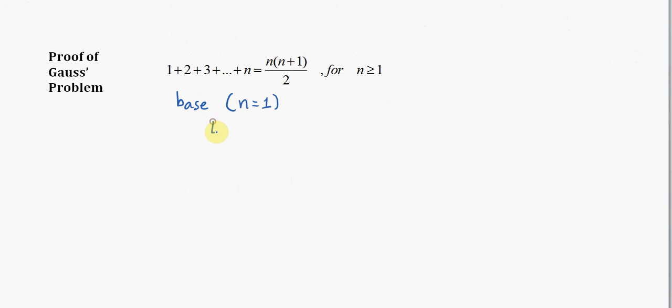On the left-hand side of the formula, we would just have the number 1. On the right-hand side, we have 1 times 1 plus 1 over 2, because we're substituting in 1 for n. This also turns out to be 1. So we're good. The left-hand side and the right-hand side are equal to each other.